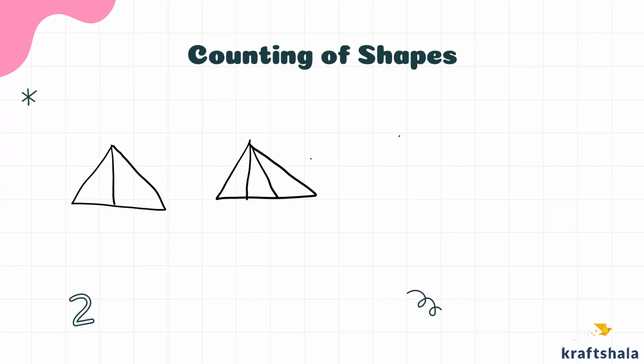Yes, perfect, Rahul. So the first one, maybe I can count manually, right? This is one triangle, this is the second triangle, and this entire one is the third triangle. So there are three triangles in this. The second one, maybe I can understand it is a little difficult, but still it's manageable. So this is one triangle, this is the second, this is the third, this one is the fourth, this one is the fifth triangle, and the entire one is the sixth triangle.